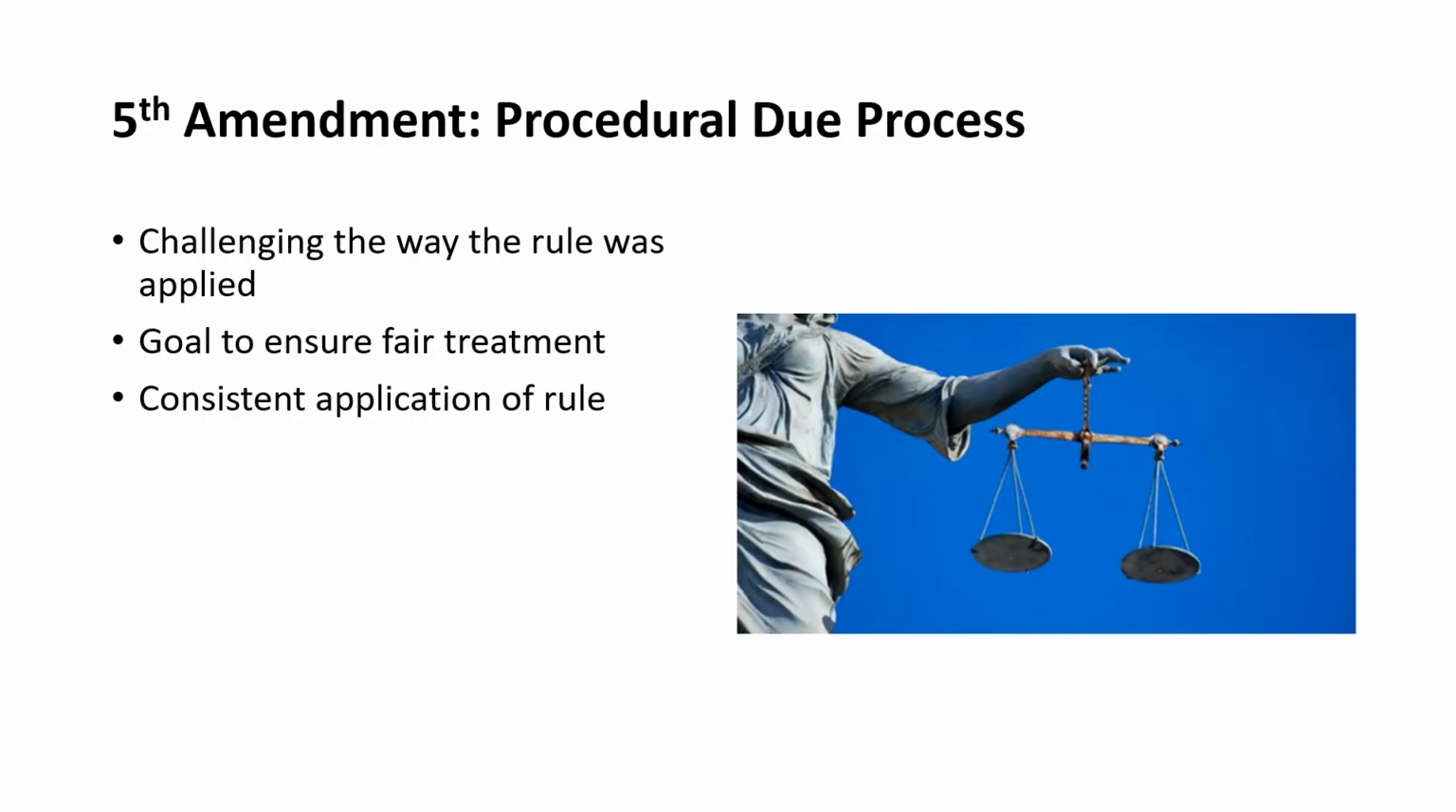In a procedural due process case, it comes forward because a person is challenging the way the rule was applied by the state actor. The goal, for any of these rules, is to ensure fair treatment of individuals and a consistent application, which goes back to ensuring fair treatment of individuals. So someone is saying that this rule that exists was applied incorrectly.